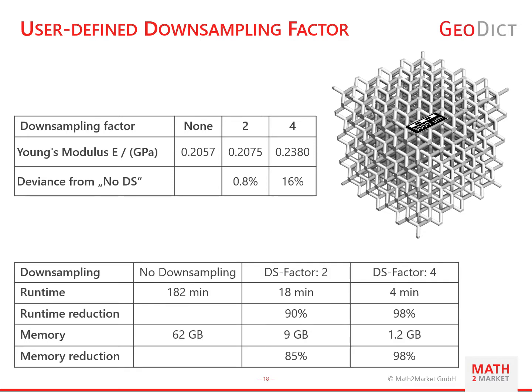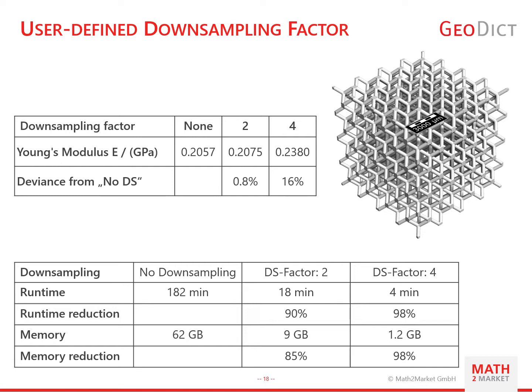But the big question is, how much time does downsampling save? In this case, a factor of 2 reduces the runtime by 90%. So instead of waiting an entire morning, just go for a coffee and a quick chat and the simulation is done. When you choose a factor of 4, there is no time for a chat left.